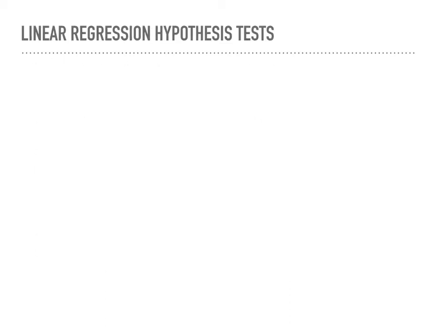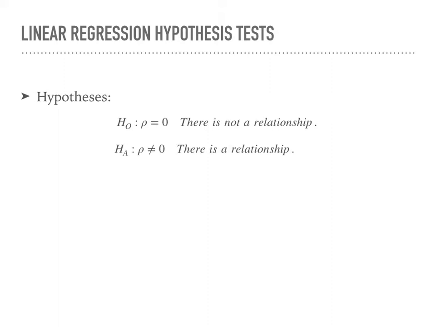When performing hypothesis tests for linear regression, our hypotheses will always be the null hypothesis that rho equals 0, meaning there's not a relationship, or that rho does not equal 0, meaning there is a relationship. The degrees of freedom will always be n minus 2, and our test value, t, is equal to r times the square root of n minus 2 divided by the square root of 1 minus r squared. Now, we said r wasn't easy to find by hand, so because of that, we will rely on our calculator for performing these tests.